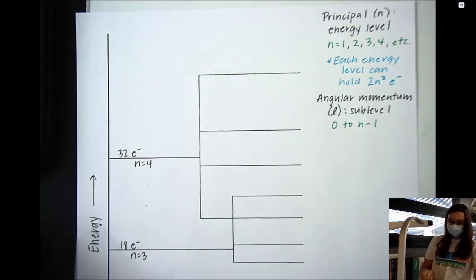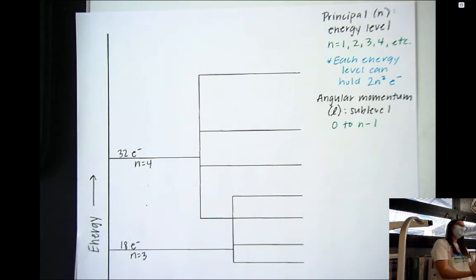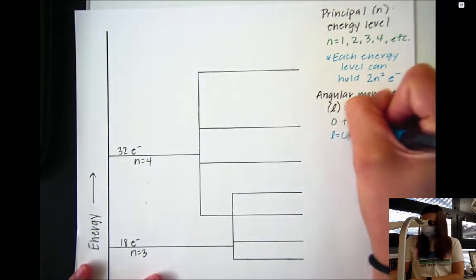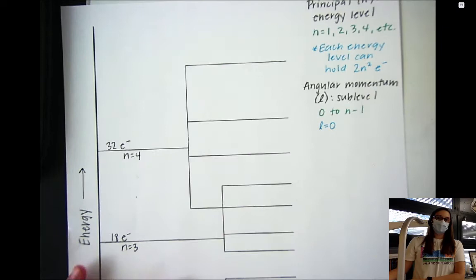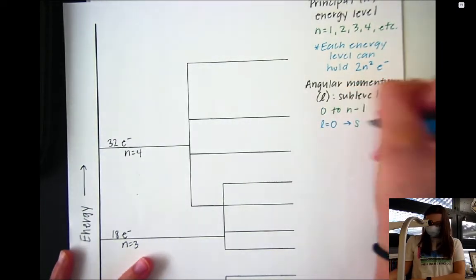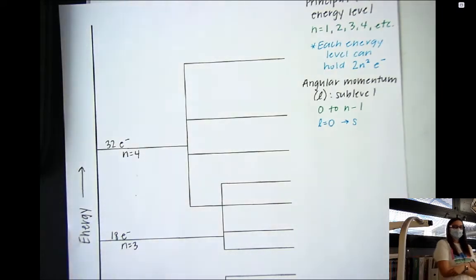Now with the sublevel, the reason that the value of l is important is because it tells us the specific sublevel. So if the value of l is 0, that electron is in the s sublevel. Now we're getting into something that looks more like configurations, a specific designation.